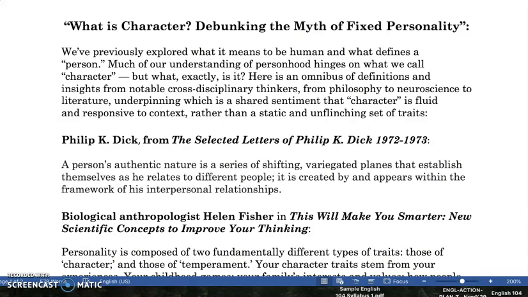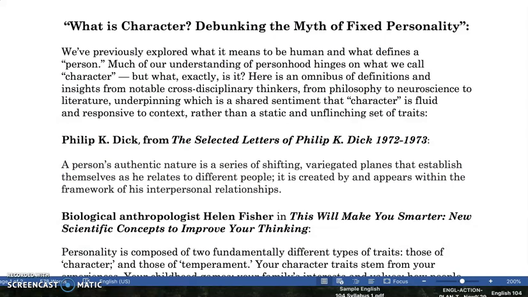What does variegated mean? I see the word vary, like various, present in there. So a person's authentic nature is a series of shifting and variegated planes that establish themselves as he relates to different people. So who I am authentically is a series of shifting. So I am naturally just a shifting person with many different planes, or I guess textures to me, or layers to me, that establish themselves. So as I'm talking to different people, I have different identities, which seems kind of right, because I talk to my parents differently than I talk to my friends, and so on and so on.